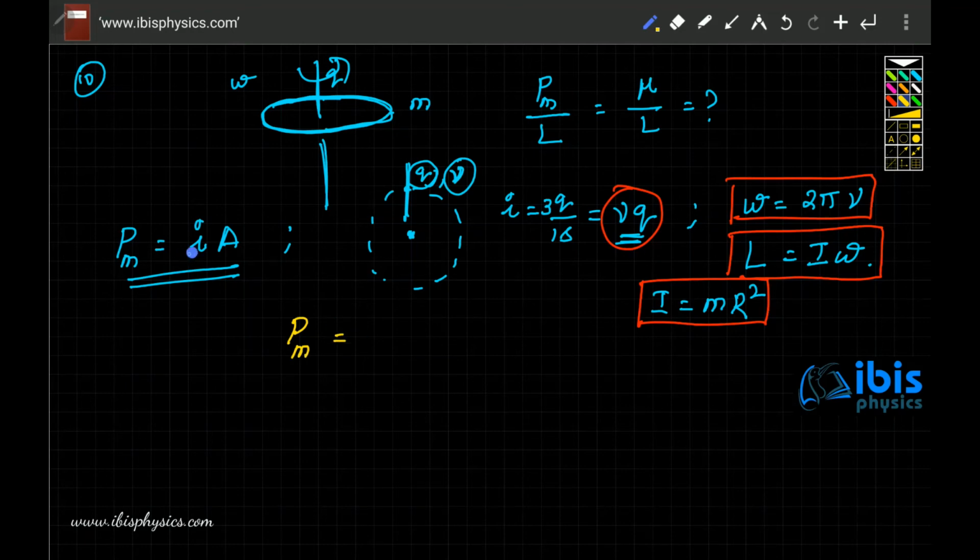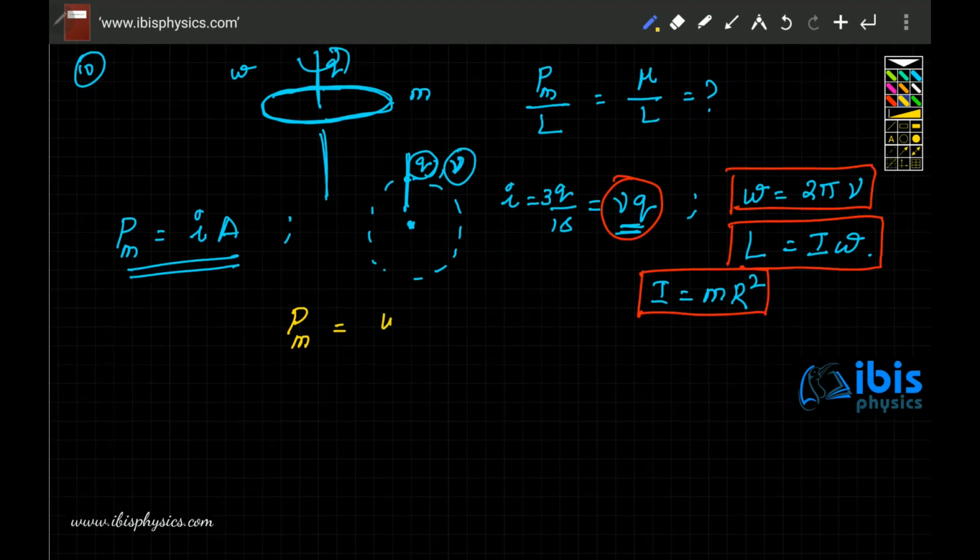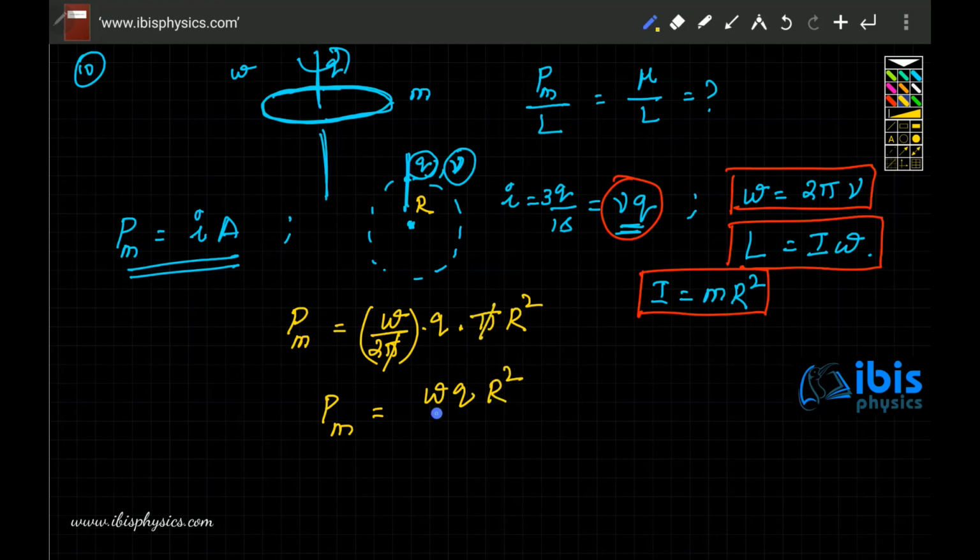Pm is equal to current. Current is frequency into charge. So frequency can be written as omega by 2 pi into charge q. This is current into area. This moves in a circle of radius r. Hence, this is current, omega by 2 pi into q, area equal to pi r square. Then the magnetic moment pm equals omega q, this pi and pi will be cancelled, into r square by 2.